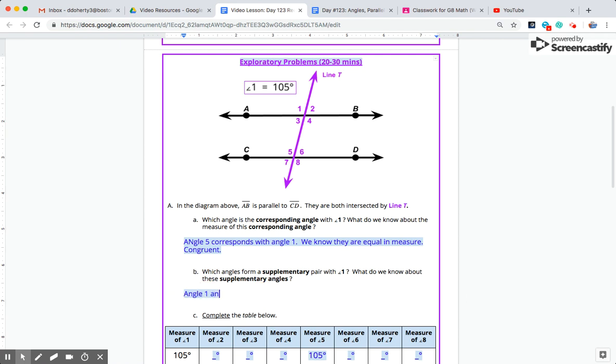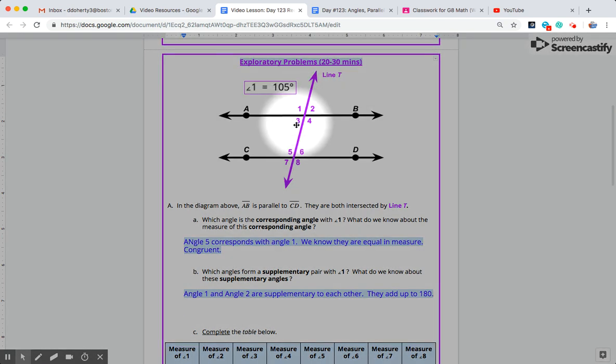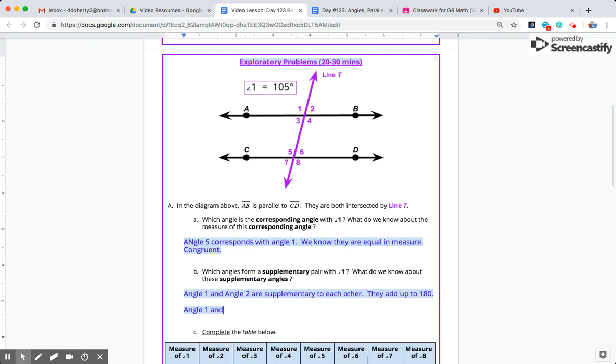So I can say angle 1 and angle 2 are supplementary to each other, or a supplementary pair. They add up to 180 degrees. I could also say the same thing about angle 1 and angle 3. So we see here angle 1 and angle 3 together, they form a straight line, 180 degree angle. It's that line T that if we put 1 and 3 together, they just make a 180 degree angle. So we could also say angle 1 and angle 3 are supplementary to each other.